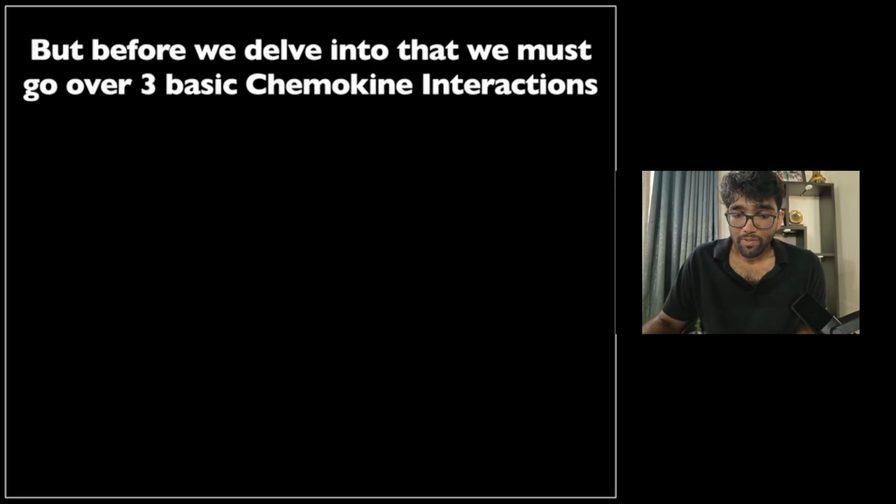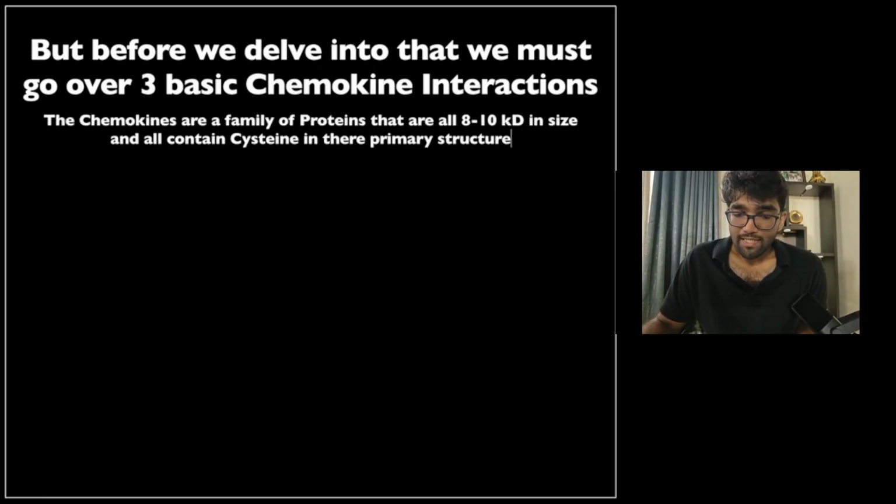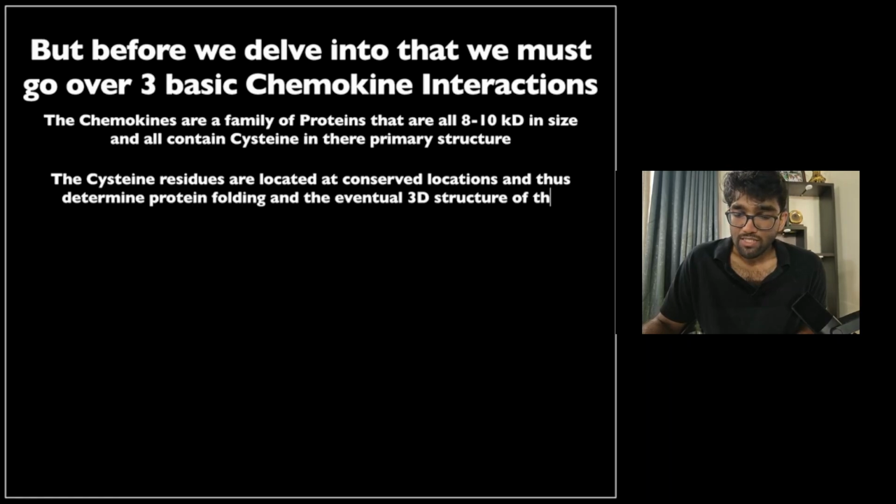Okay. So going forward it becomes very important to know what chemokines are, and chemokines basically are a family of proteins that are all very small, that is 8 to 10 kilodalton in size, and all contain cysteine in their primary structure. So the cysteine residues are located at specific locations within each chemokine, and thus they determine the fine type of folding that occurs within that particular protein and the eventual 3D structure that characterizes that chemokine. This is because cysteines are able to form intra protein cysteine adducts.